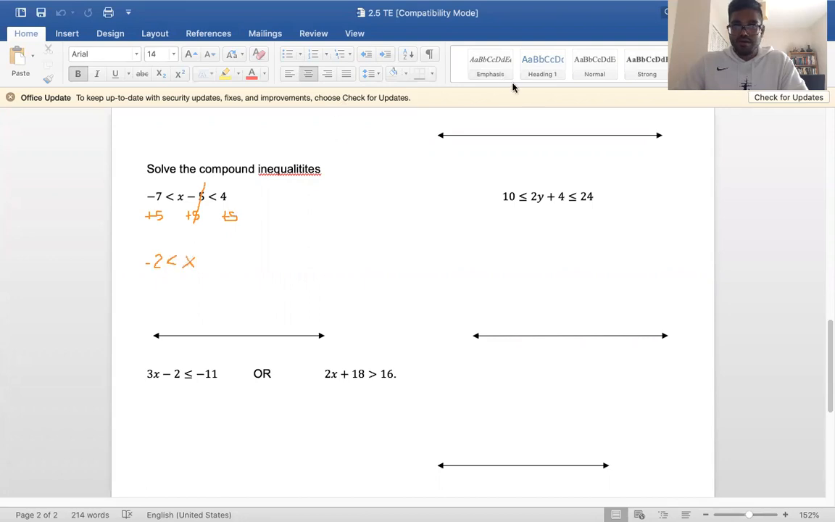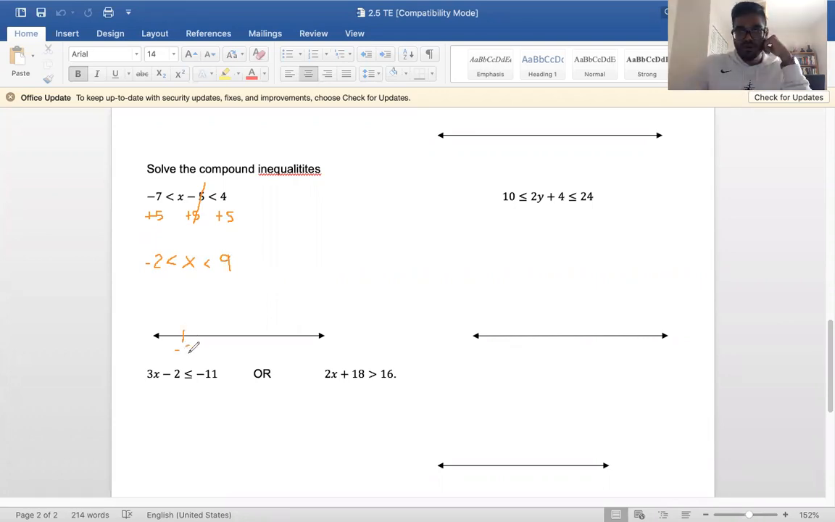And then this is a +5. 4 plus 5 is 9. And now if you're reading this, I forgot my sign. Less than 9. So if you're reading this, x has to be greater than -2, but less than 9. If you're reading that out loud, x has to be greater than -2, but it has to be less than 9. So I'm going to put this on our number line.